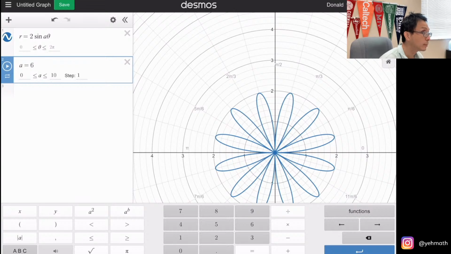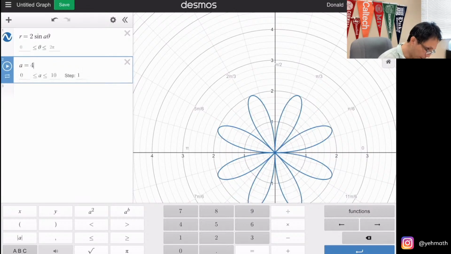And 4 would be 8. Yes, 4 would be 8. Okay, so that's how the petals work. Now, I'm gonna show you how to sketch it the first time. But basically, if you double it, then they can be a similar thing.